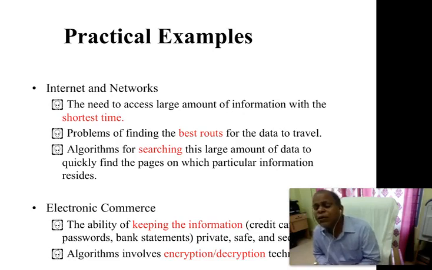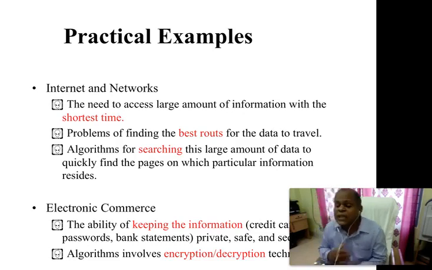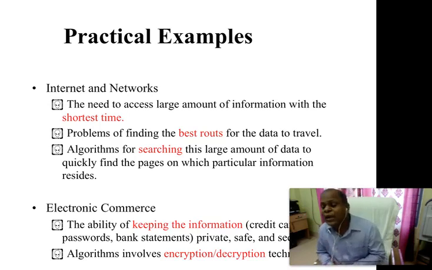Hence, what happens? You want to design algorithms so that out of the different paths, the data traversal happens along the shortest path or shortest route. That is the concern in the internet or network. Hence, while you are designing internet networking, that means the best route, how the data will follow the best route, for that you have to design some procedure. That is nothing but an algorithm.